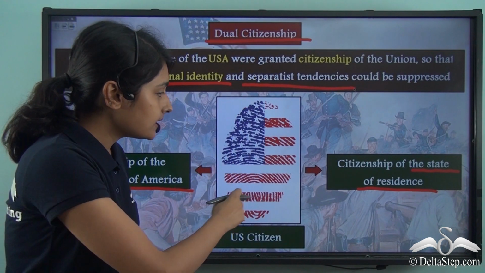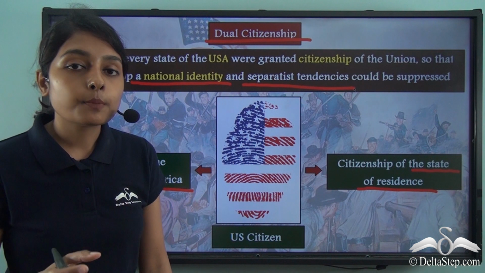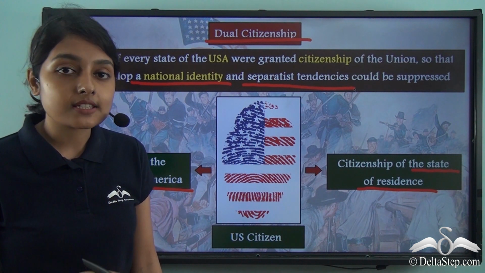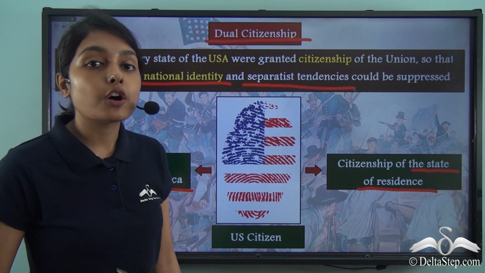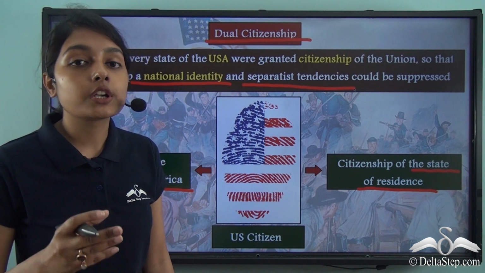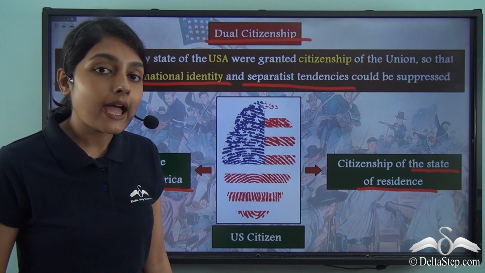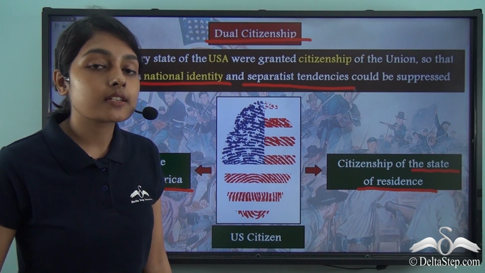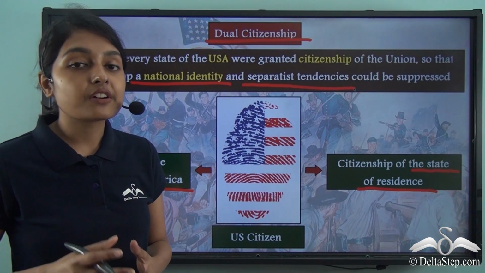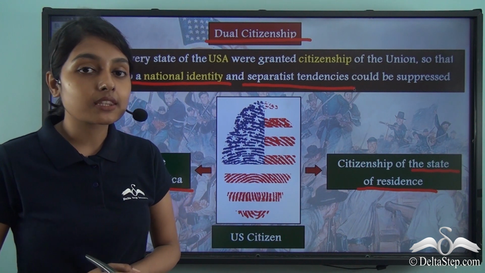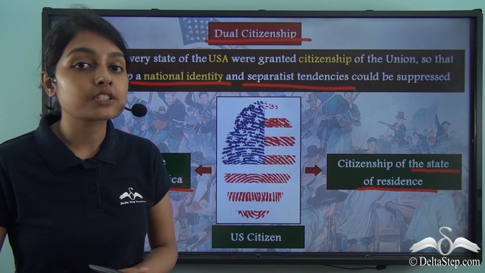Now, the two colors in this illustration symbolize the two levels of citizenship. That is, people of the United States of America were now the citizens of both the states they belonged to and the nation of the United States of America. This was a very important political decision that was implemented after the end of the American Civil War.